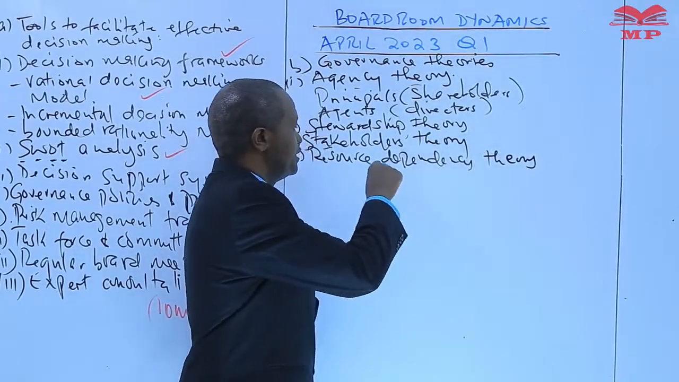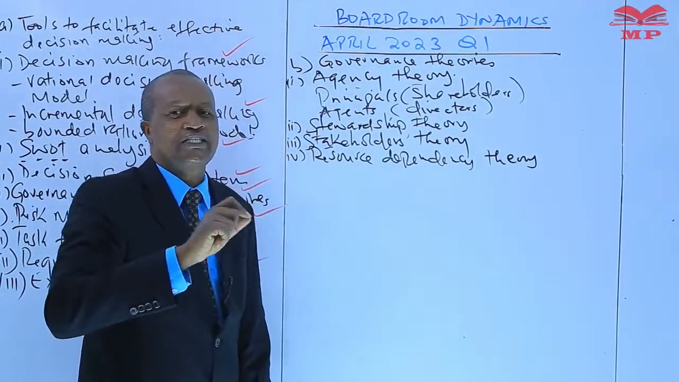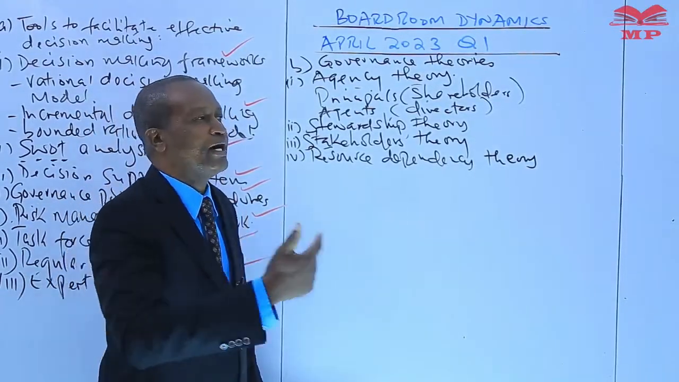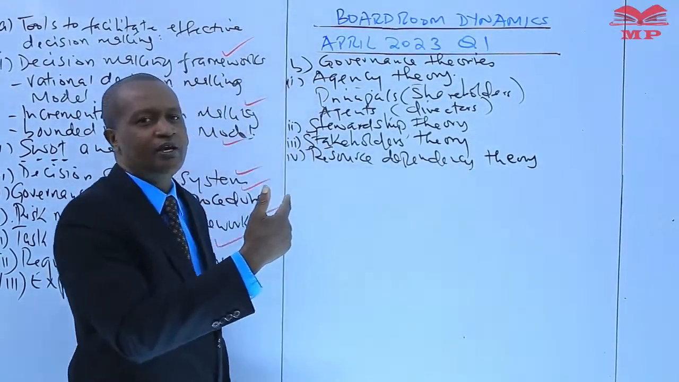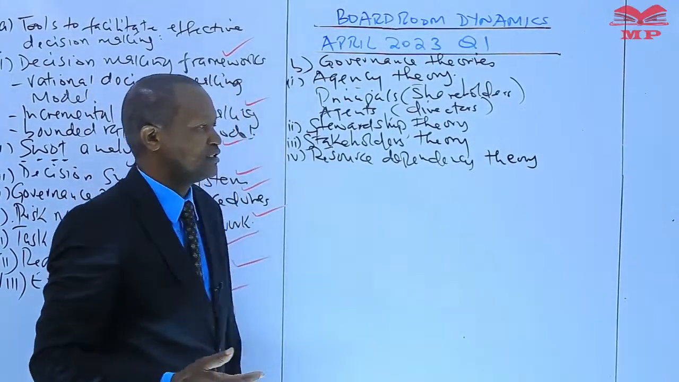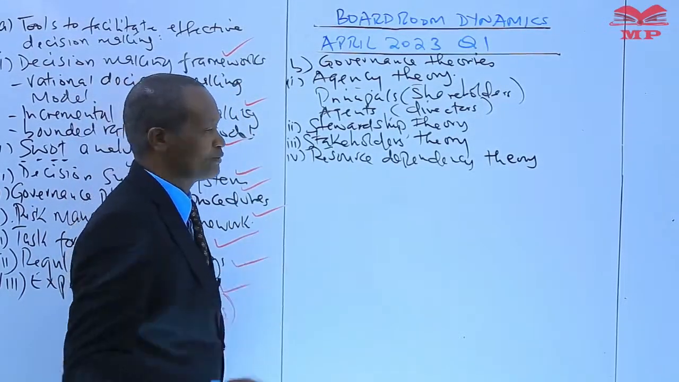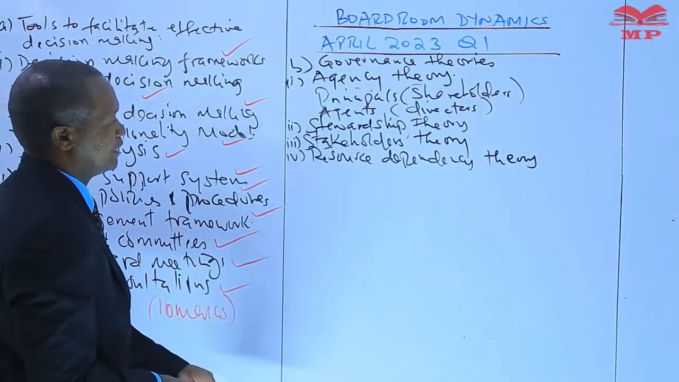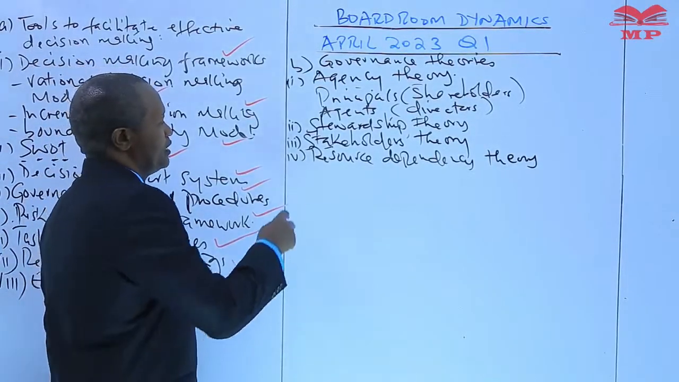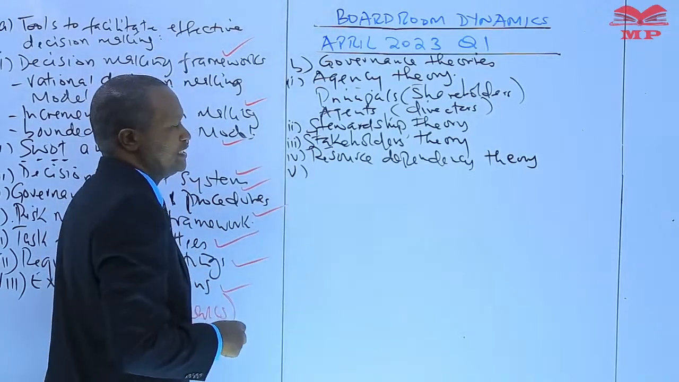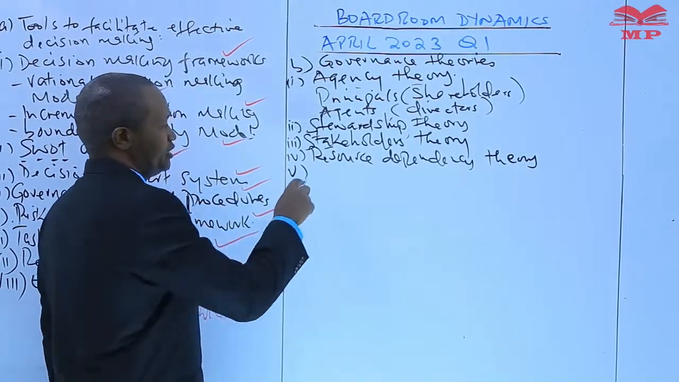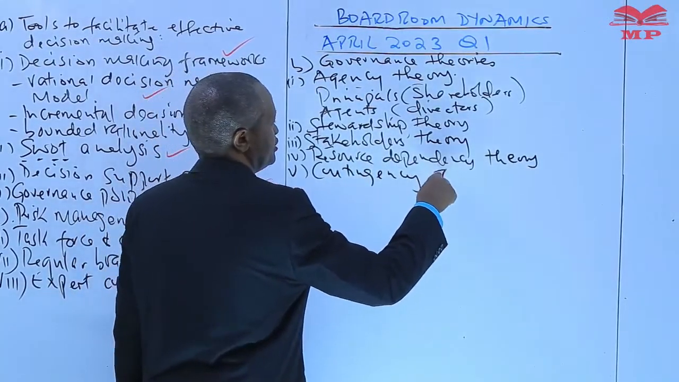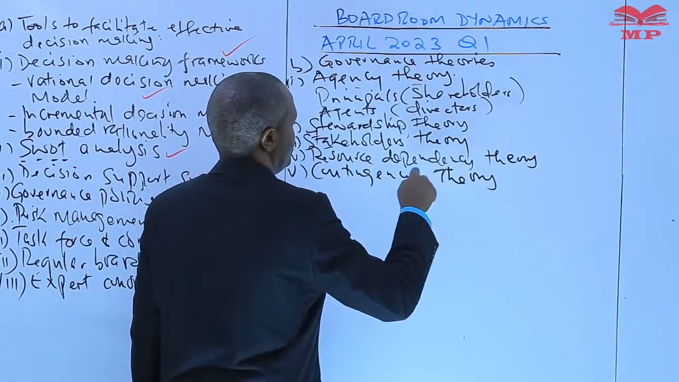Resource dependency theory suggests that organizations are influenced by external factors, by external resources such as capital, expertise, and so on. Resource dependency theory. Number 5, contingency theory.